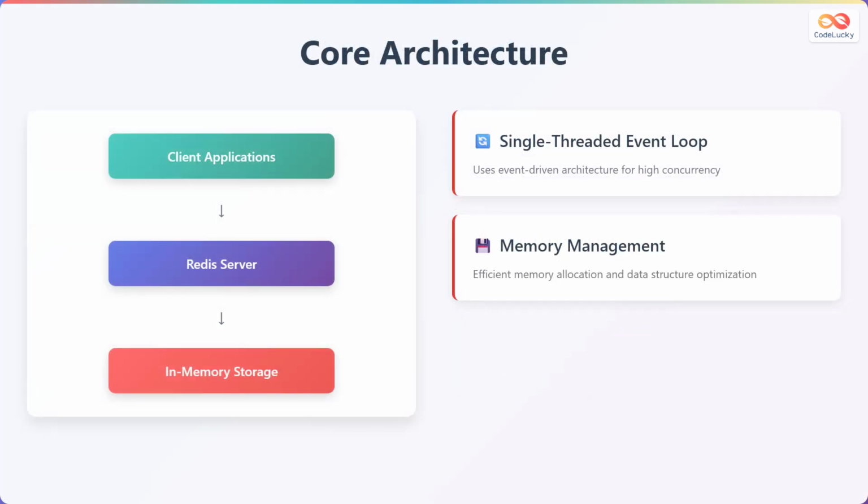Let's explore the core architecture of Redis. At the highest level, client applications interact with the Redis server, which then stores data in memory. The Redis server utilizes a single-threaded event loop, which enables high concurrency. It efficiently manages memory allocation and optimizes data structures, ensuring quick data access and minimal overhead.